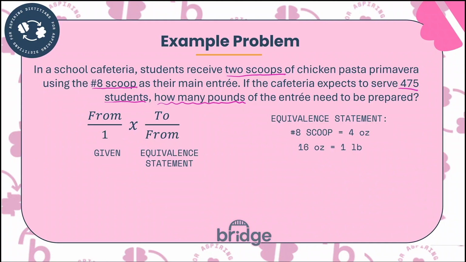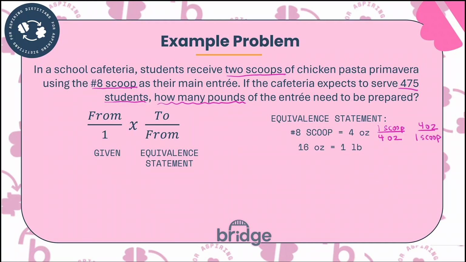These are both equivalent statements, and so if you want, you can write them out as 2 fractions each. Since they equal each other, it doesn't matter which value is in the top of the fraction, the numerator, and which is in the bottom of the fraction, or the denominator. 1 scoop using the number 8 scoop is 4 ounces. So 1 scoop is equal to 4 ounces, or you could write 4 ounces over 1 scoop. They mean the same thing.